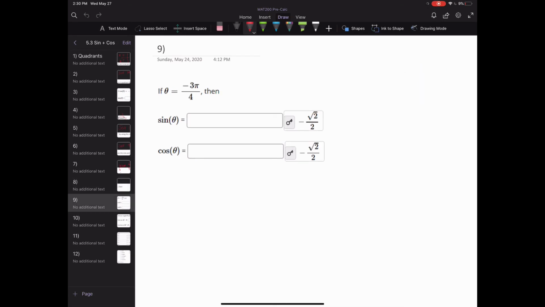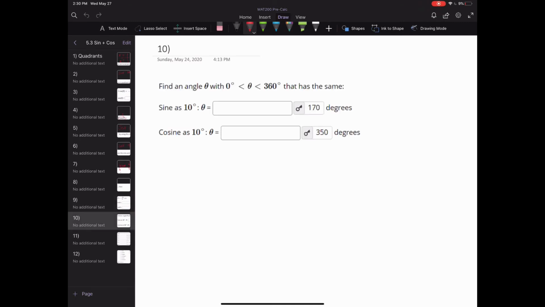Okay, so I'm not going to do this one. You could try this one for yourself. You see the answers. Find an angle theta between 0 and 360 that has the same sine as 10 degrees.